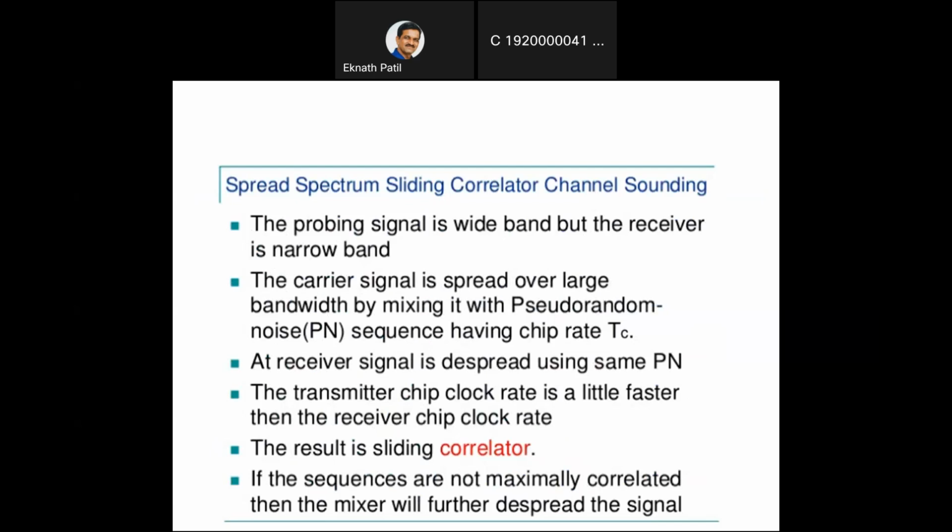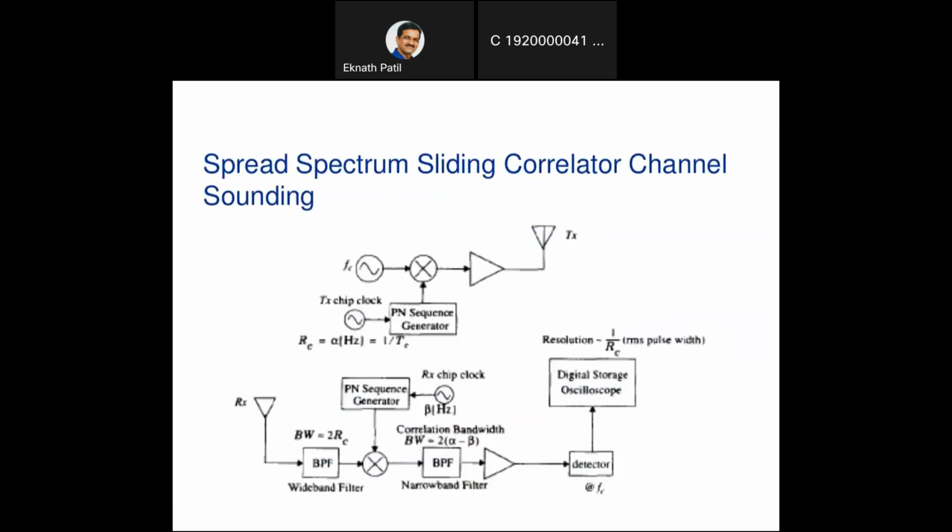The receiver signal is despread using the same pseudo code, that is the pseudo random noise. The transmitter chip clock rate is a little faster than the receiver chip clock rate. The result is the sliding correlator. If the sequences are not maximally correlated, then the mixer will further disperse the signal. So the spread spectrum technique we must know first. And it is the pseudo random noise we are going to add, the sliding correlator channel for the sounding.